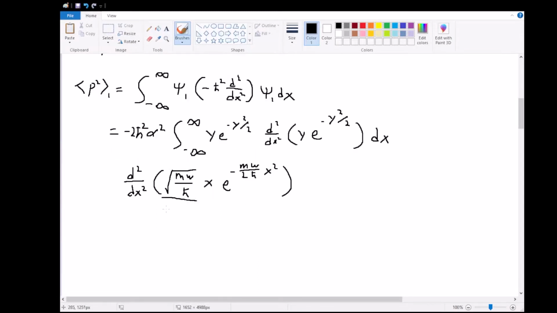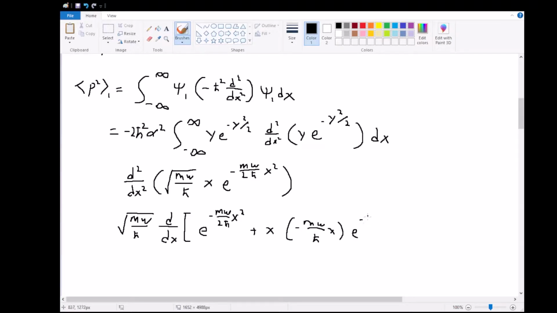And then we move this square root of term out to the left, and we get square root of m omega over h bar, and then multiplied by this thing, which is going to be d by dx, because we're only doing one derivative. Using chain rule, this is e to the negative m omega over 2h bar x squared plus x times negative m omega over h bar times x times e to the negative m omega over 2h bar x squared.